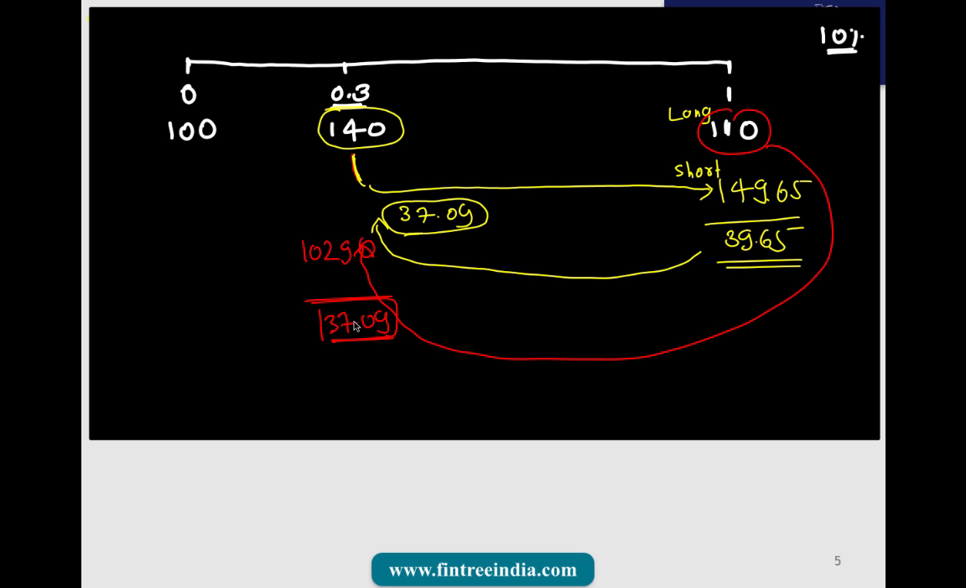The third mechanism is that you can take this 100 forwards for a period of 0.3. So second clear TVM, 100 would be present value, 0.3 would be N, 10 would be IY, compute future value. This will give us 102.90, and then we will take the difference of these two, and that will again give us 37.09. Okay, so whichever method you use, the answer is going to be exactly the same.